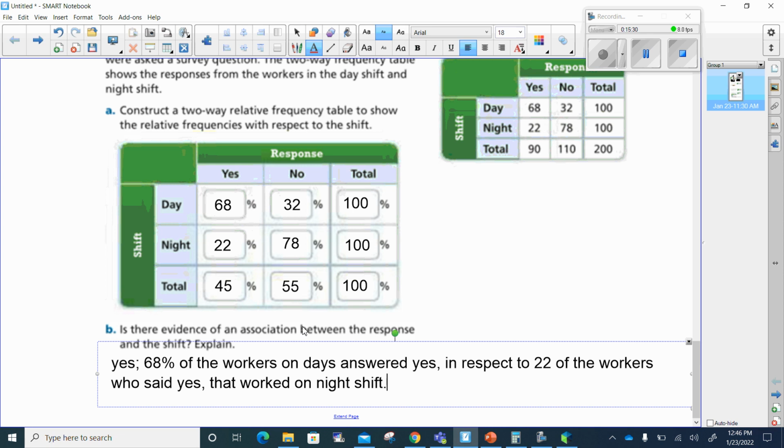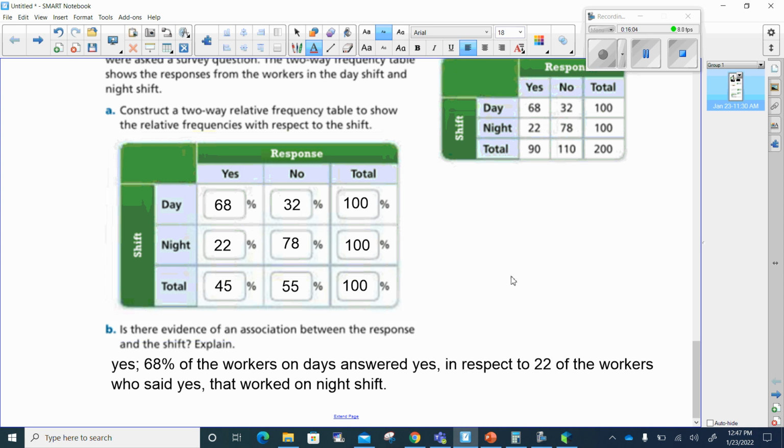But there is an association here because these two numbers make up 100%, right? Actually, they make up 90% of the 200. And then you could have done it this way as well. You could have said 68% of the day shift said yes in respect to 32% that said no on day shift. Okay, so a variety of ways to answer that last one. I think that's the last one. So the rest of yours to do, Sue, in class.